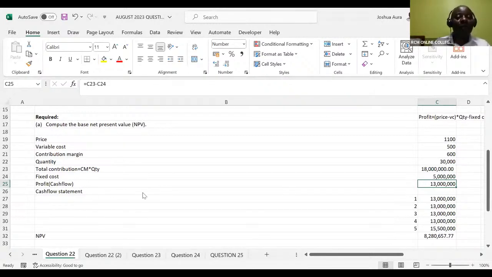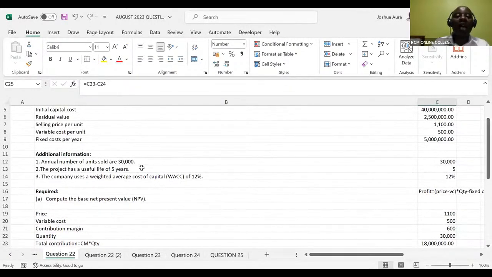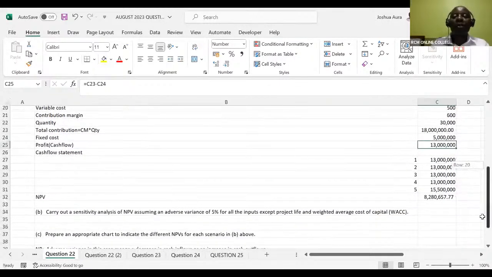In the cash flow statement that I'm doing here, I know that this 13 million is an annuity. How do I know it's an annuity? It's because these 30,000 units that I used here are annual. We shall be selling 30,000 units every year. Look at even the fixed cost per year. Once you start seeing those figures, then you know that you are dealing with an annuity.